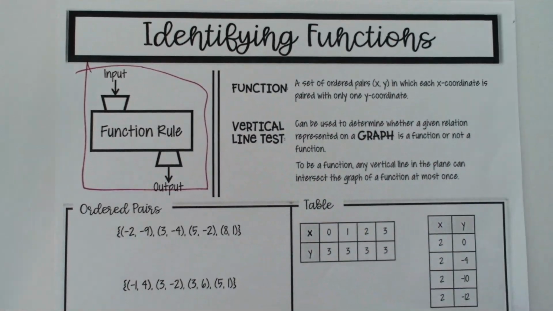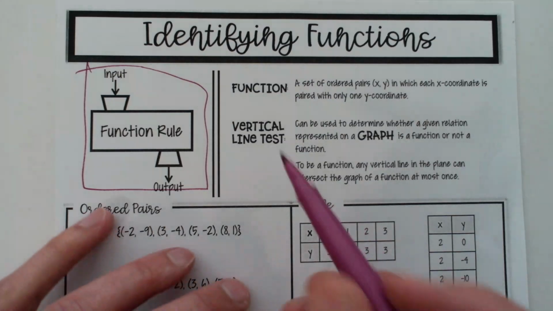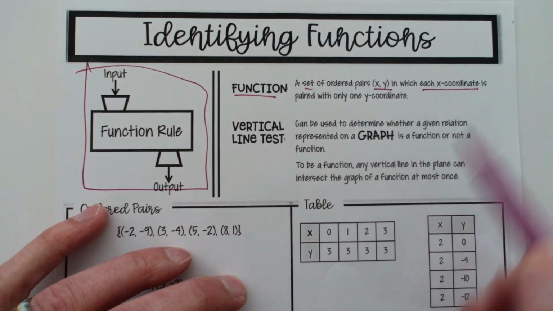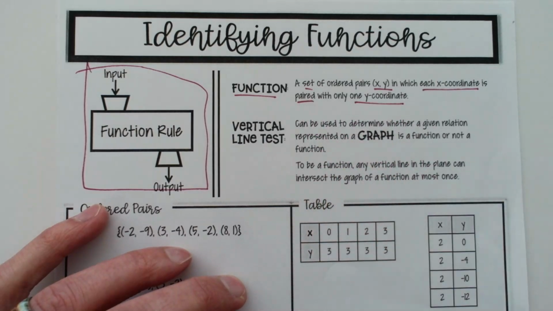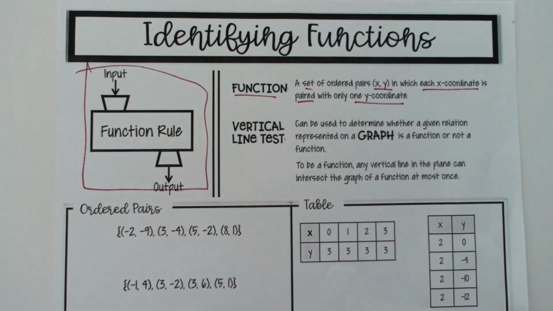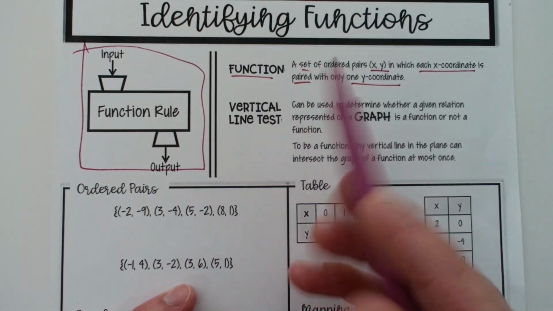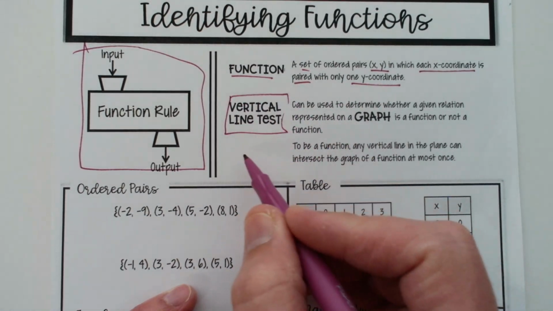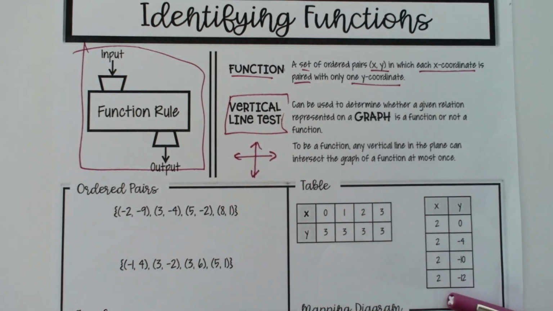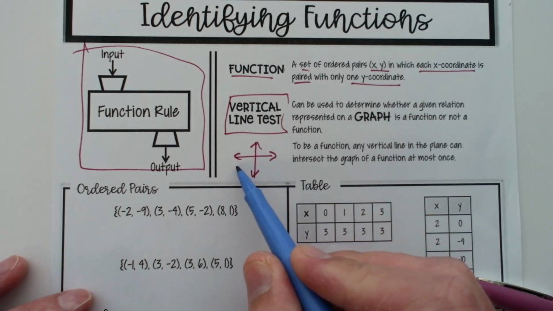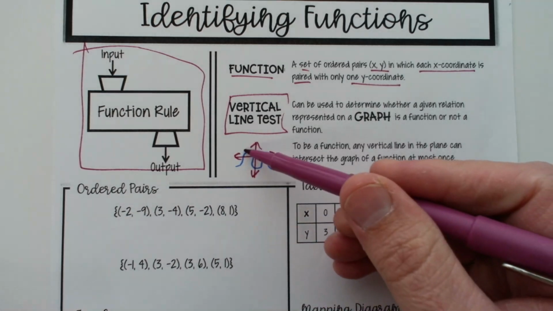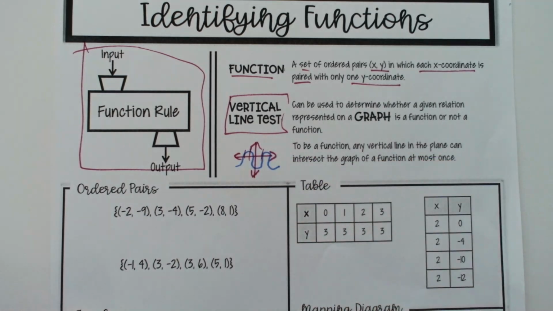So going over to the identifying functions, remember a function is a set of ordered pairs, X and Y, in which each X is paired with only one Y coordinate. The Y's are allowed to repeat, but the X's cannot. There's a test that we use whenever there's a graph. It's called the vertical line test. And what it means is if a graph passes the vertical line test, then it is a function.